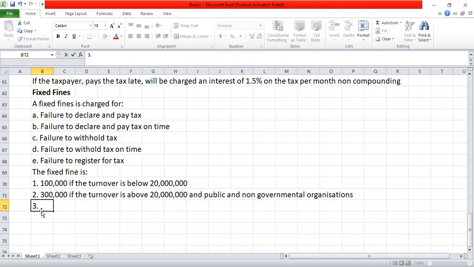Number three, it is 500,000 if the taxpayer is a large taxpayer. If the taxpayer was informed that he is a large taxpayer, then the fixed fine is going to be 500,000.